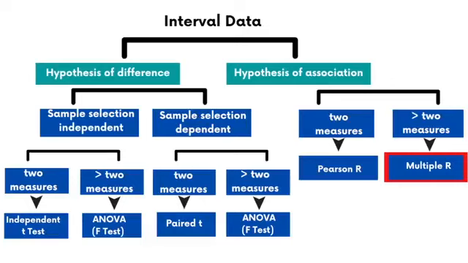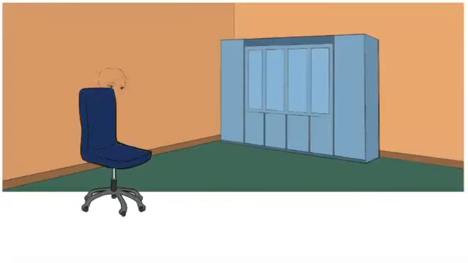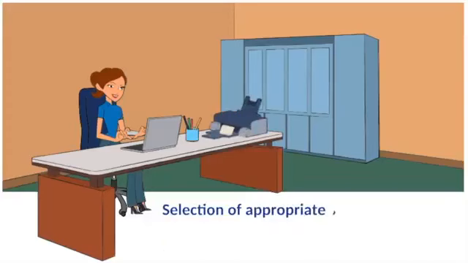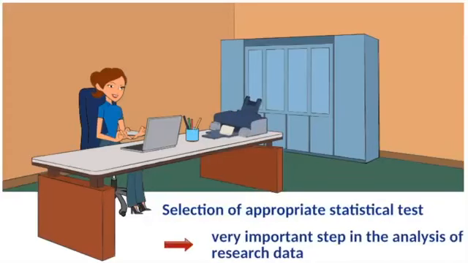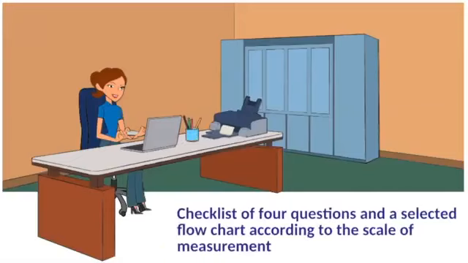As we have mentioned at the beginning, selection of appropriate statistical test is a very important step in the analysis of research data. In this lesson, we discussed how to select an appropriate statistical test, simply by responding to a checklist of 4 questions and following a selected flow chart according to the scale of measurement.